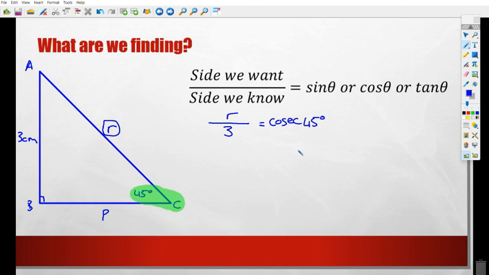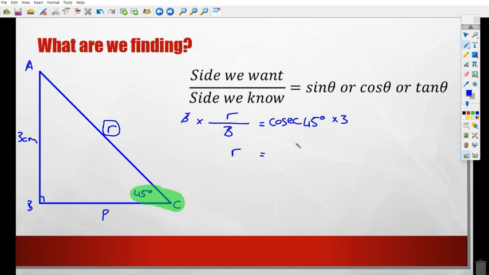45-degree angle. Alright, so how am I going to get rid of these 3's? I want to get rid of the 3. I'm going to multiply by 3, and I can't just do it on the one side, I have to multiply by 3 over here as well. Alright, so those 3's are going to cancel, and I have R over here. Okay, but I don't have cosec on my calculator, that's a problem. So I have to do something first.